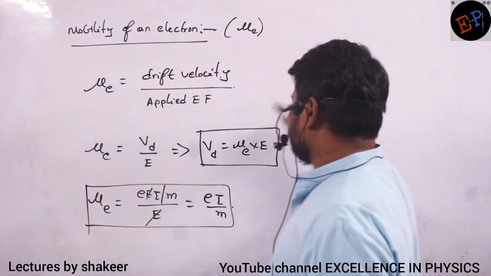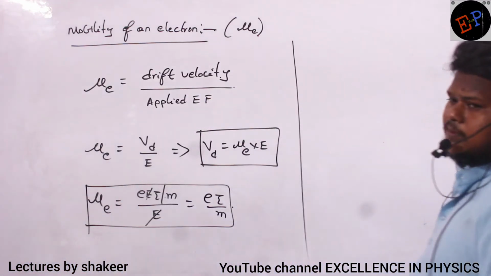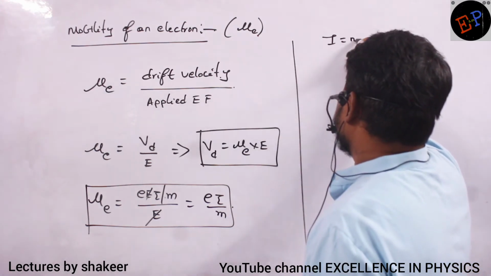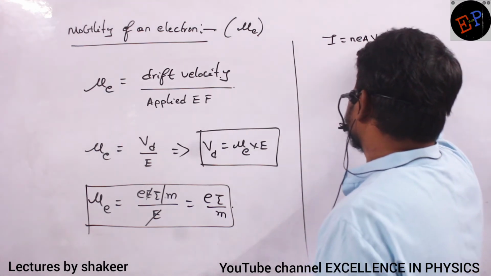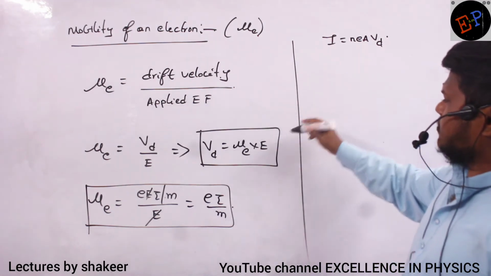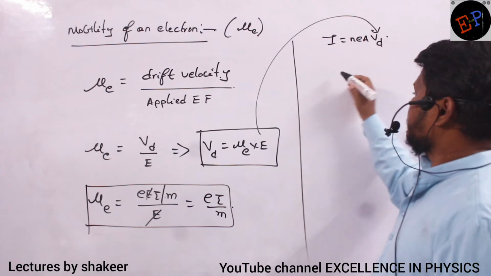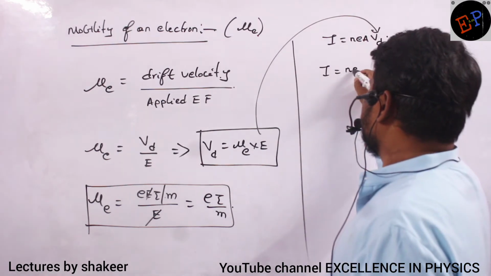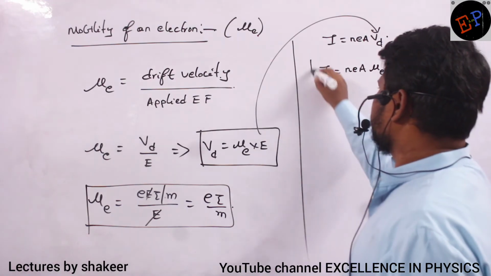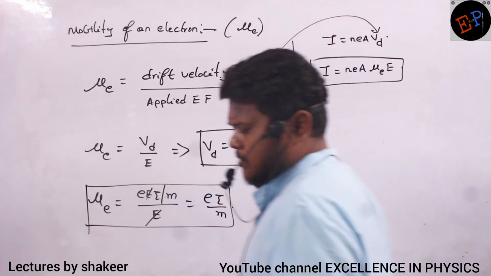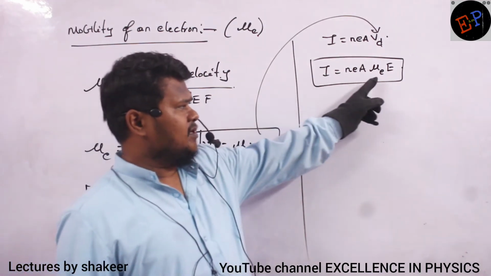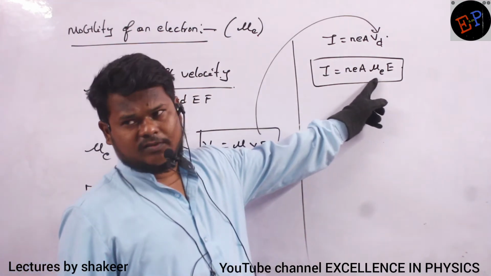Similarly, I can substitute the same equation in terms of the equation of current also. Now what is the equation of current? I is equal to NEAVD. This is the equation of current. And in terms of mobility, I can substitute here. Then I is equal to NEA multiplied by mu E into E. So this is one more equation to calculate current. But here current is represented in terms of the mobility of an electron. Is it clear?